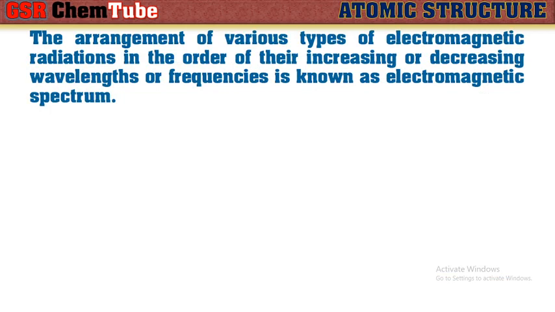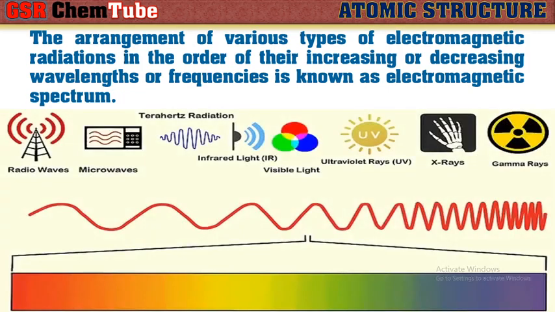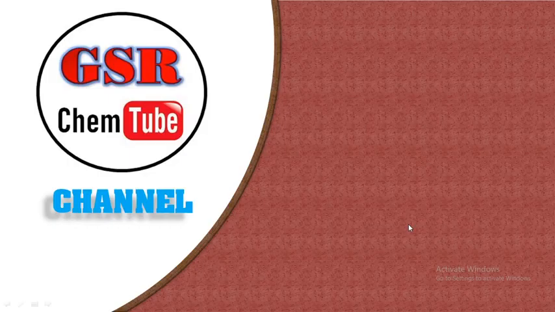The arrangement of various types of electromagnetic radiations in the order of their increasing or decreasing wavelengths or frequencies is known as the electromagnetic spectrum. That means if you arrange all the different kinds of electromagnetic radiations in the increasing or decreasing order of either their wavelengths or frequencies, that we call electromagnetic spectrum. Here we can see all the electromagnetic radiations are arranged in the increasing order of their frequencies or decreasing order of their wavelengths. So this we can say is the electromagnetic spectrum.